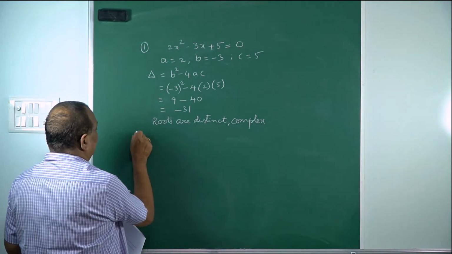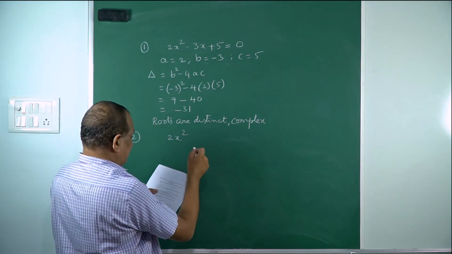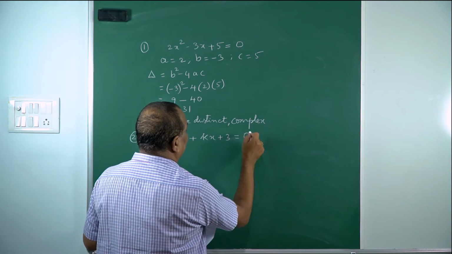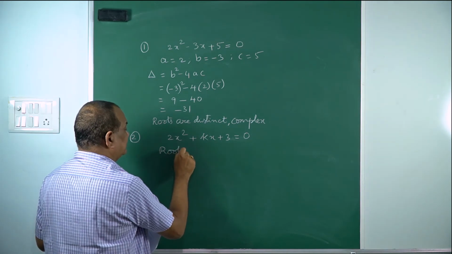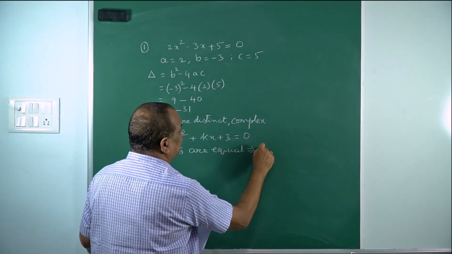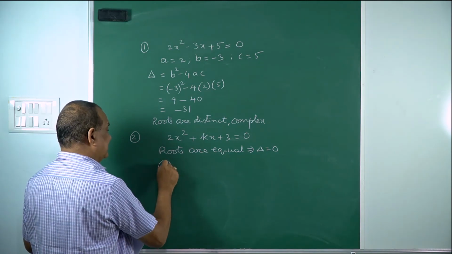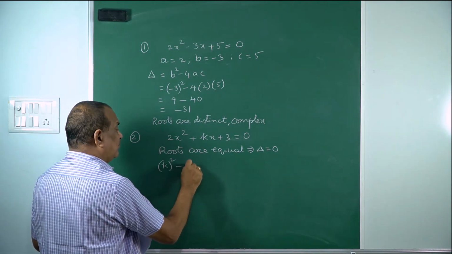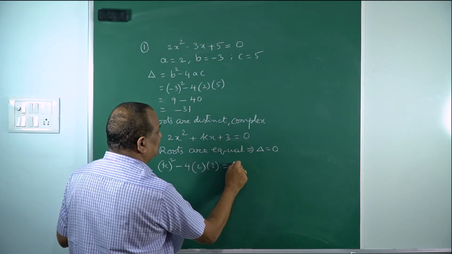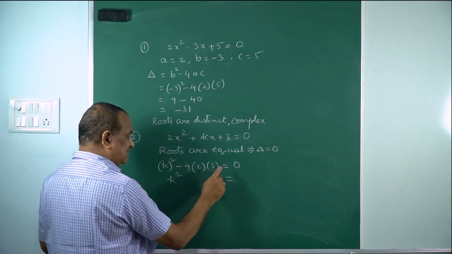So I take one problem. Find the value of k, he is giving 2x square plus kx plus 3 is equal to 0. And he gives that roots are equal. If roots are equal, delta must be 0. As simple as that. Come on, substitute. k square minus 4ac, 4 times 2 times 3 is equal to 0. And k square is equal to 4 times 2 is 8, 8 times 3 is 24.